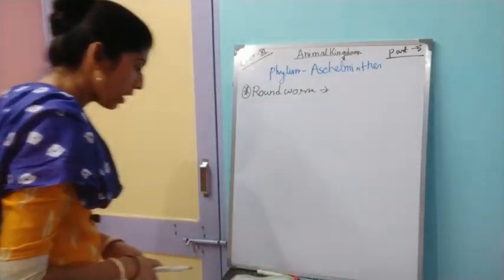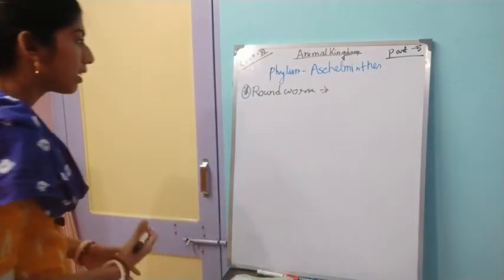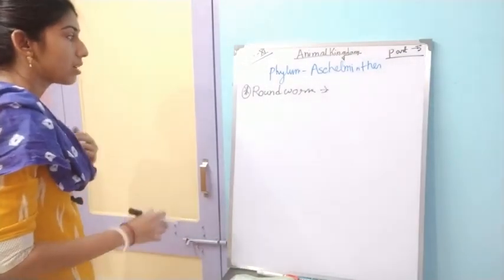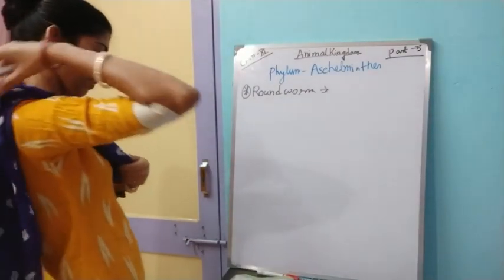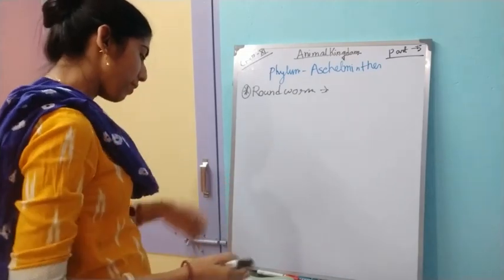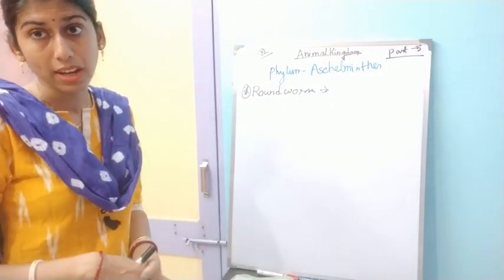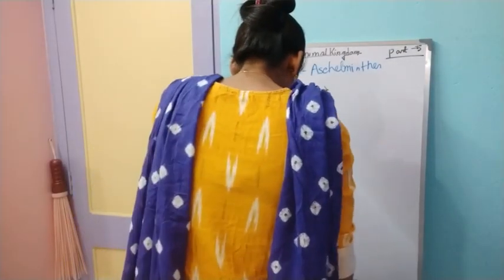Now we will know the different properties of phylum Aschelminthes. In phylum Platyhelminthes, most of them are endoparasites. But in case of Aschelminthes, some are free living and some are terrestrial parasites, both in case of plants and animals also.